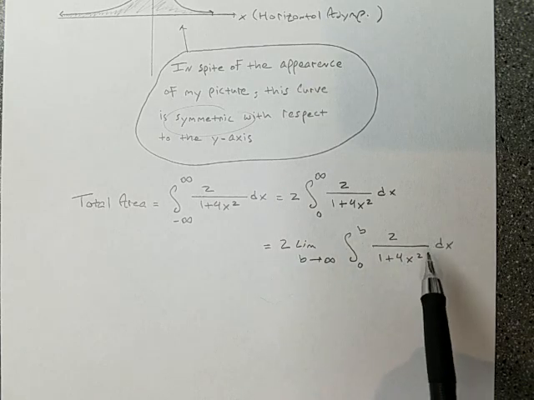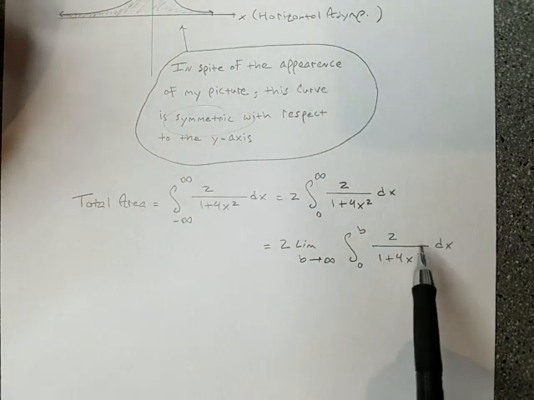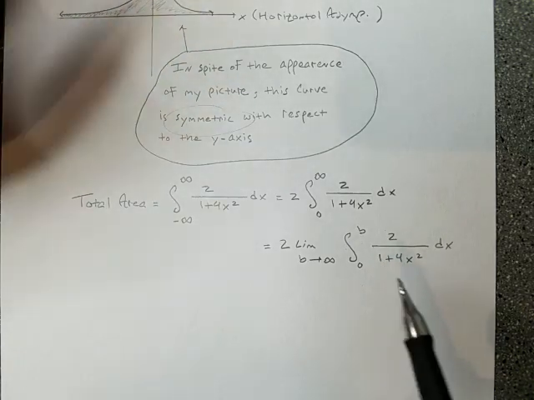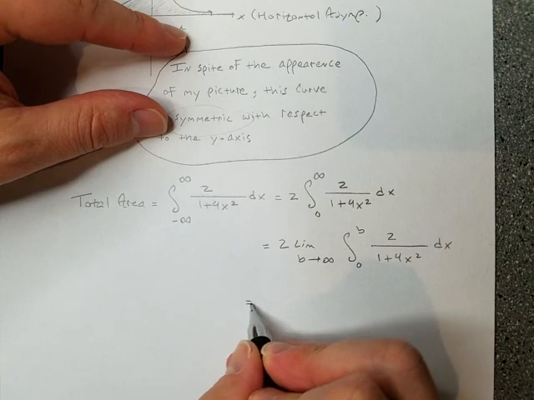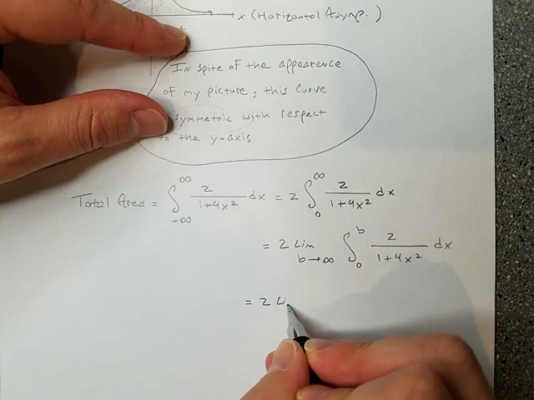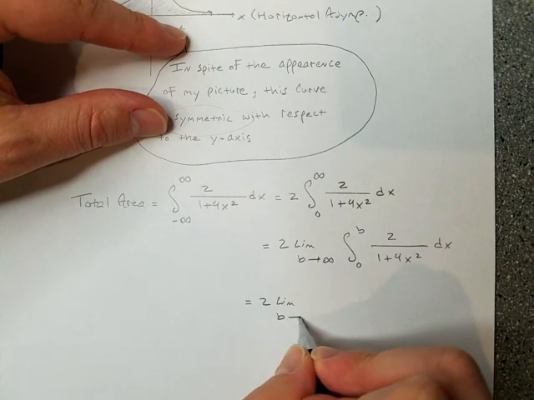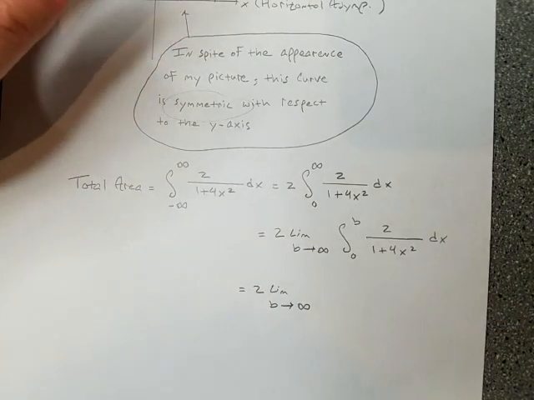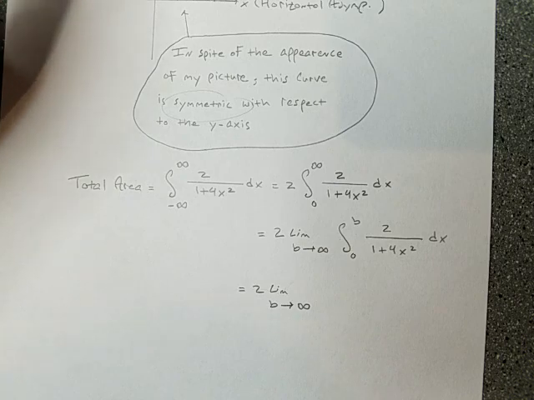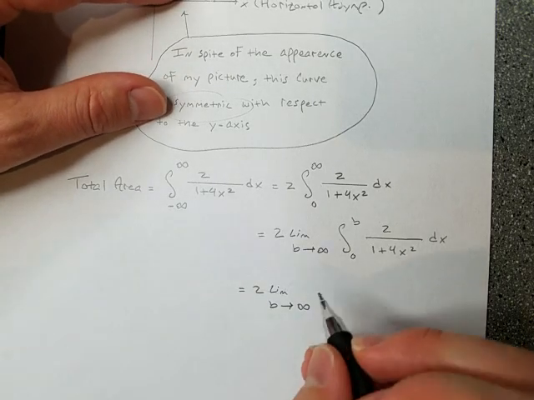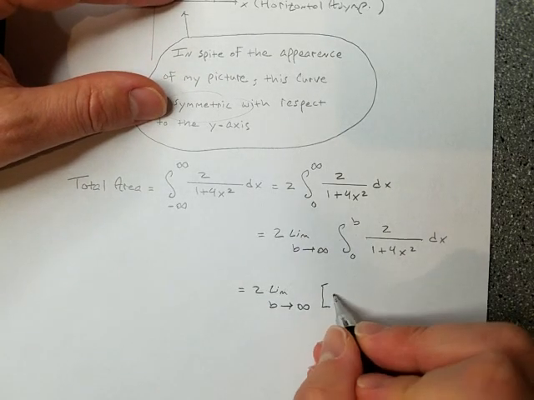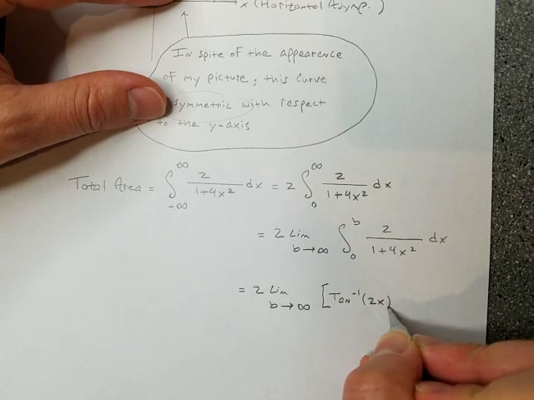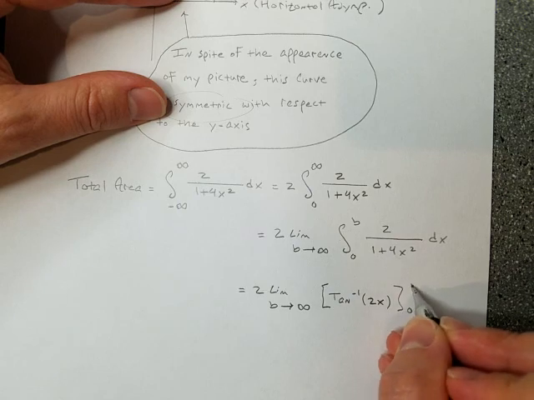So I wanted to tell you that the antiderivative of this one, if you did trig substitution, would be inverse tangent of 2x. I'm just going to tell you that, but if you had gone back to when we learned trig substitution, that's the answer you would have gotten. It would have been a fairly easy problem of that type. So I said it's inverse tangent of 2x, and we want to do 0 to b.